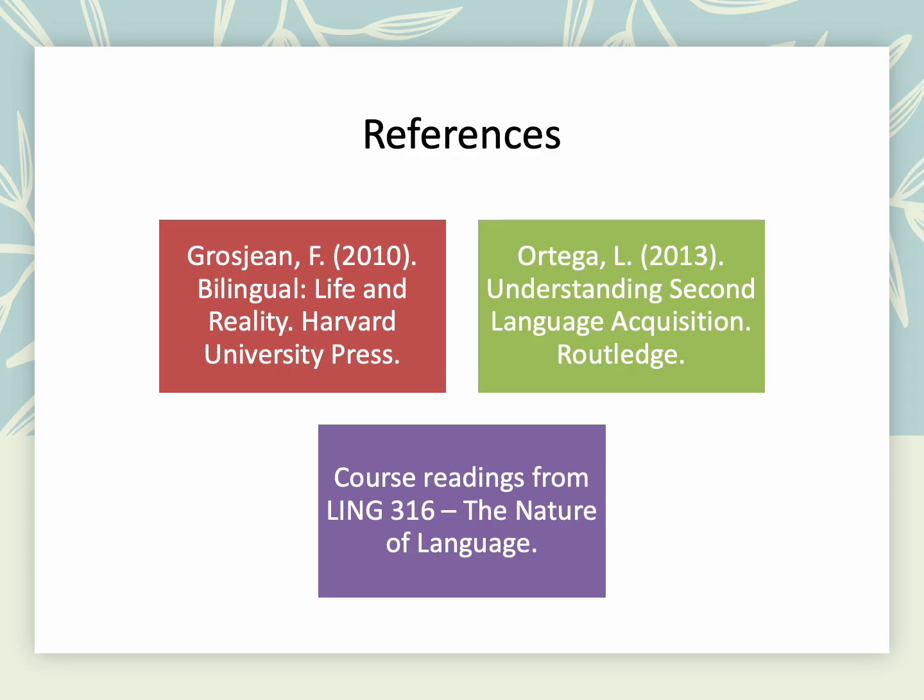Grosjean's Bilingual Life and Reality was really useful for understanding bilingual identity and everyday language use. Ortega's Understanding Second Language Acquisition helped explain how José's language development shifted over time. And finally, I also drew on some of the course readings from Linguistics 316, which connected directly to concepts like phonology, code switching, and bilingualism.